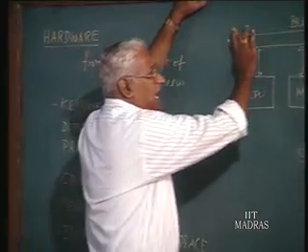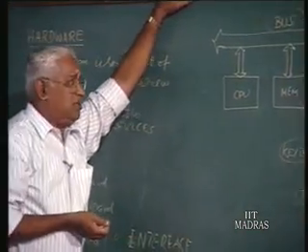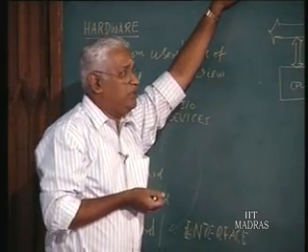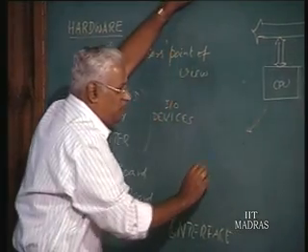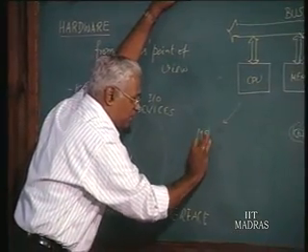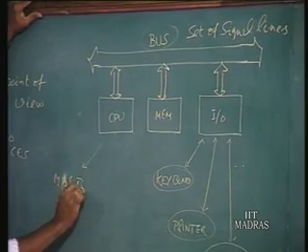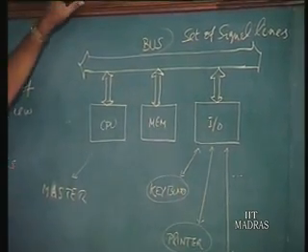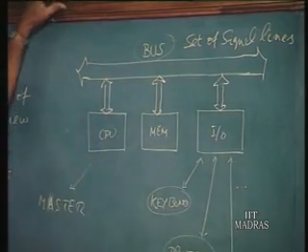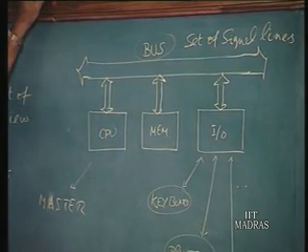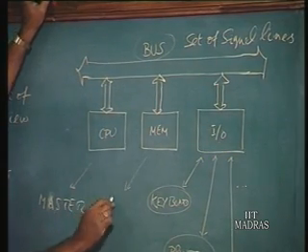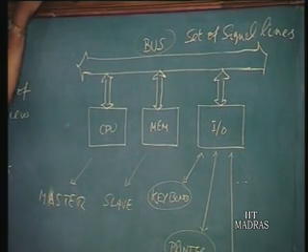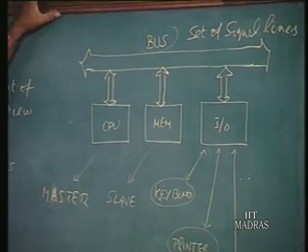Now, when we have a common set of signal lines like this, obviously there must be something which controls the whole show. Generally what we find is that the CPU is usually the master of the bus, and it will be orchestrating the flow of data or signals over these lines. And memory is always the slave, because it has by itself nothing much to master over.